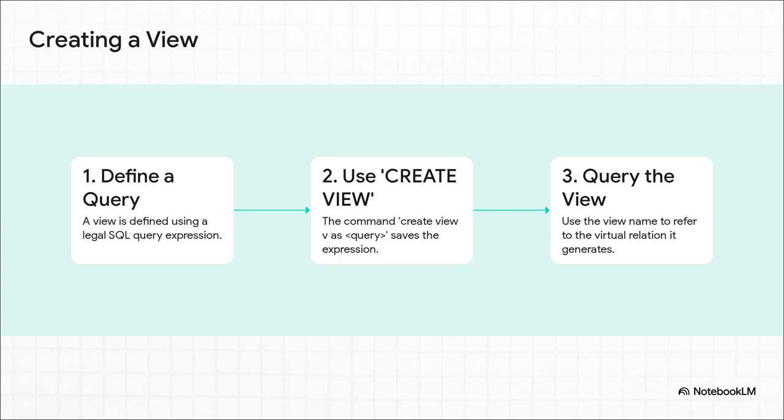And creating one is incredibly easy. Step 1, you just write a totally normal query to select the exact slice of data you want someone to see. Step 2, you wrap that query in a create view command and give it a simple name. And step 3, well, that's it. You're done. Now, anyone can use that simple view name and see only what you want them to see without ever having to know about the complexity underneath.